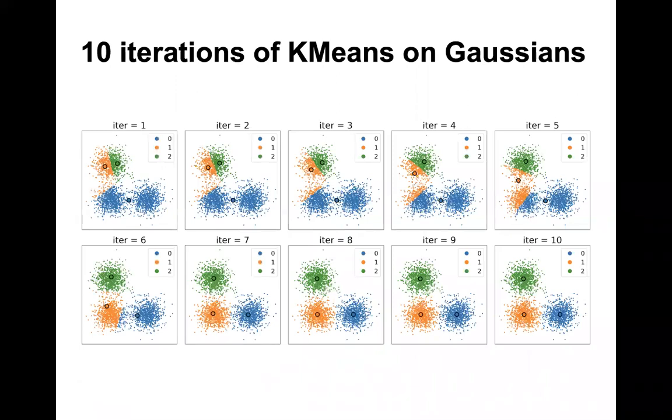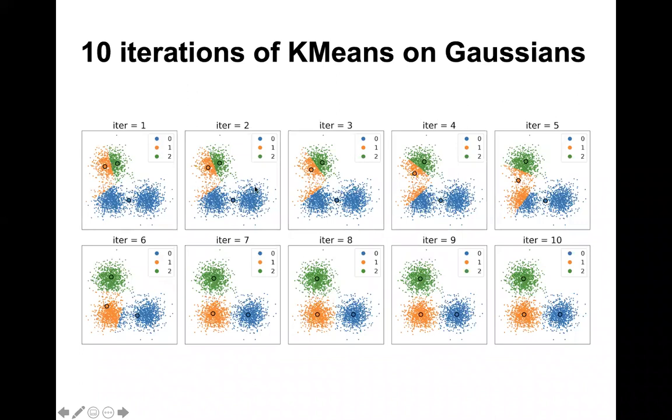And so to show you what this actually looks like on some simulated data, I created a data set of 3 Gaussian distributions, and here we're looking at different iterations of K-means. So this is random initialization. So these centroids are randomly initialized. They're assigned to the closest centroid, and that's the color here.